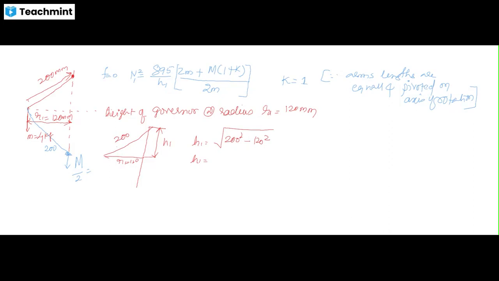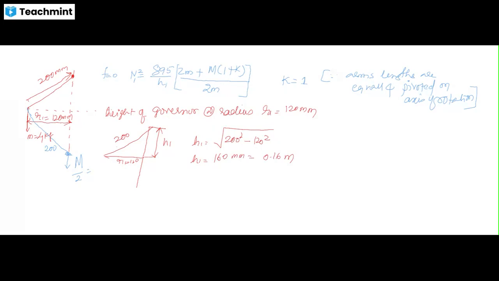160, sir. Okay, h1 equal to 160. Now this is in mm. This is equal to 0.16 meter. Now let us substitute all values. So you got all values here.